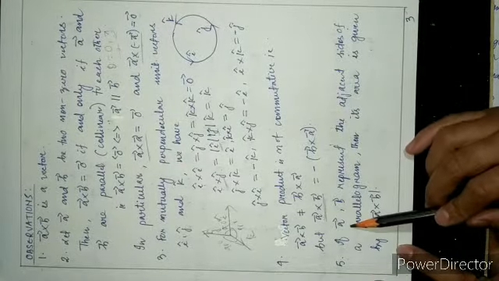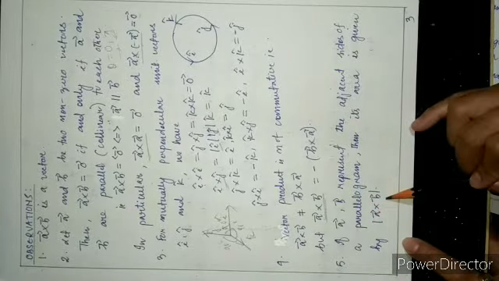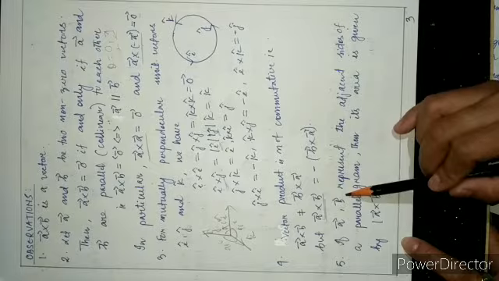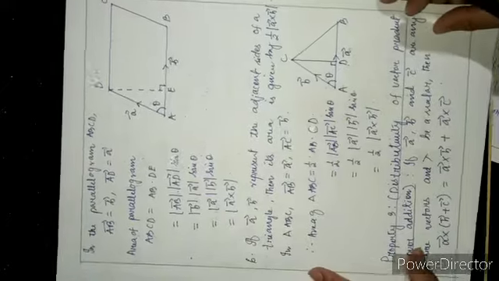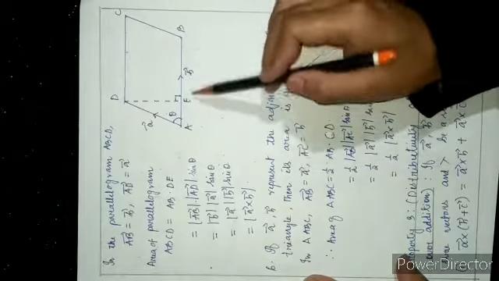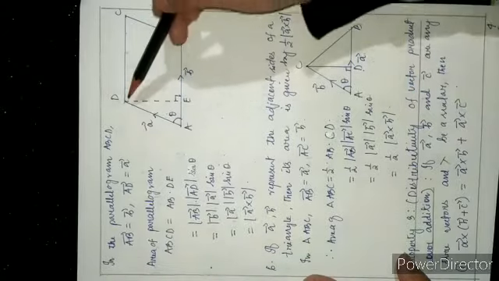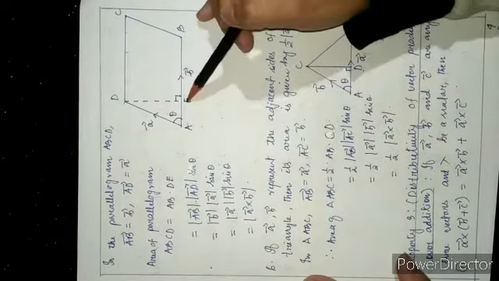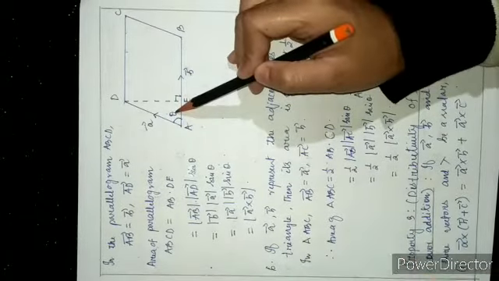Observation number 5. If A vector and B vector represent the adjacent sides of a parallelogram, then its area is given by the magnitude of A cross B. Let us consider a parallelogram ABCD, and this side AB is represented by B vector and side AD is represented by A vector. Then draw DE, which is perpendicular to AB, and angle DAB is equal to theta.